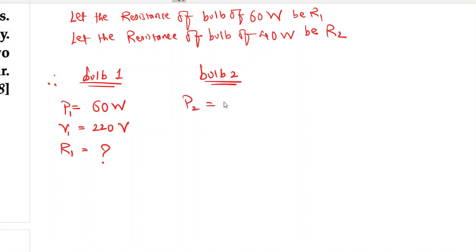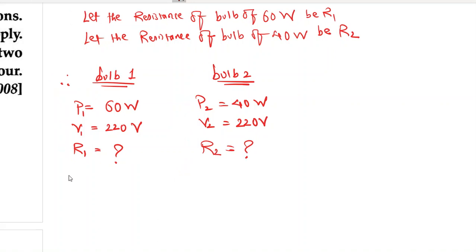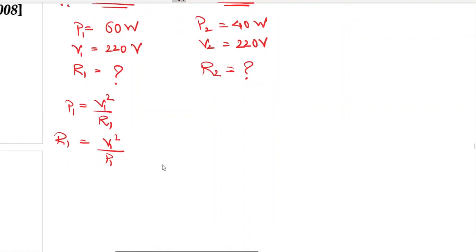Same for bulb 2. The power P2 is 40 watt. Voltage, it is connected at 220 volt because both are in parallel, both get same voltage. And the resistance R2 is to be found out. So we'll use the formula P1 is equal to V1 square by R1, or R1 is equal to V1 square by P1. Correct?